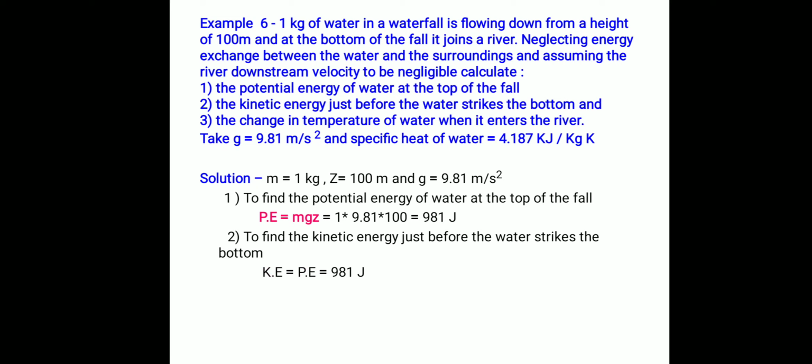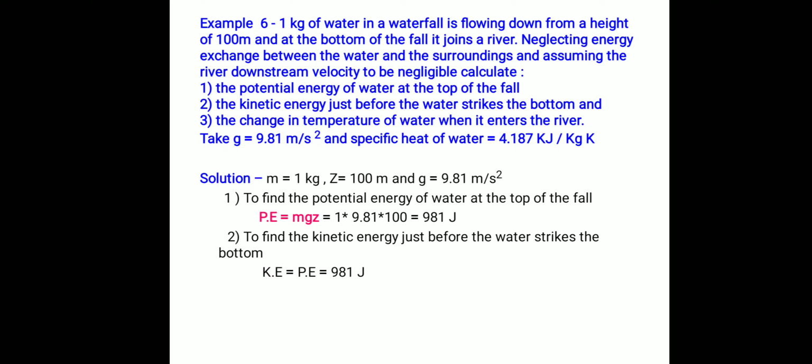So let us discuss the next example, that is example 6. In this example, it is given that 1 kg of water in a waterfall is flowing down from a height of 100 meter, and at the bottom of the fall it joins a river. Neglecting energy exchange between the water and the surroundings, and assuming the river downstream velocity to be negligible, calculate first the potential energy of water at the top of the fall, second the kinetic energy just before the water strikes the bottom, and third the change in temperature of the water when it enters the river.